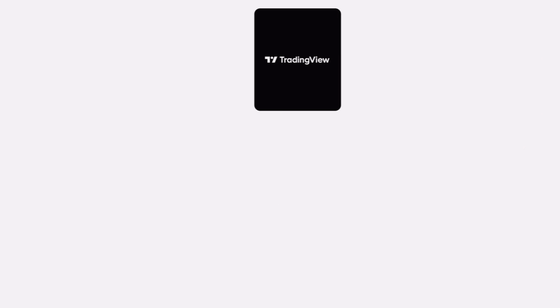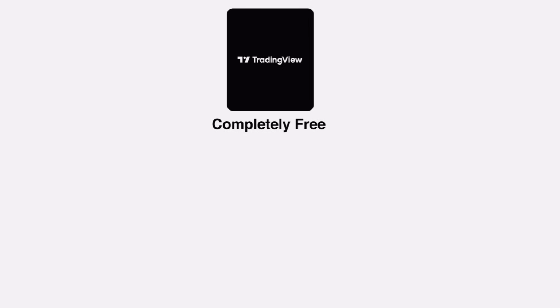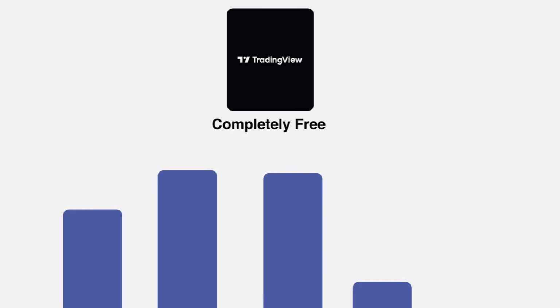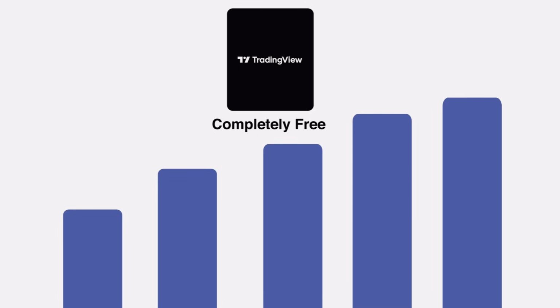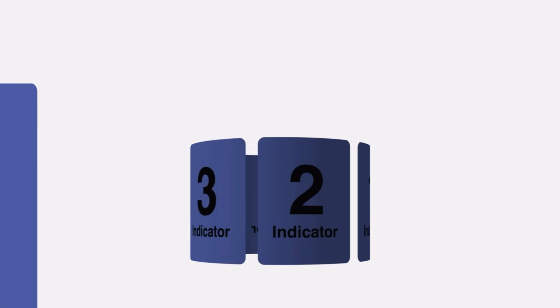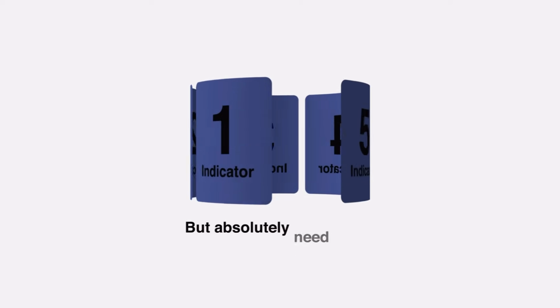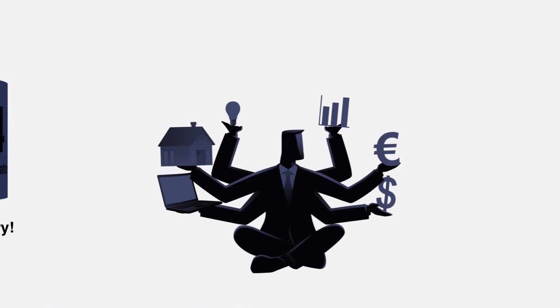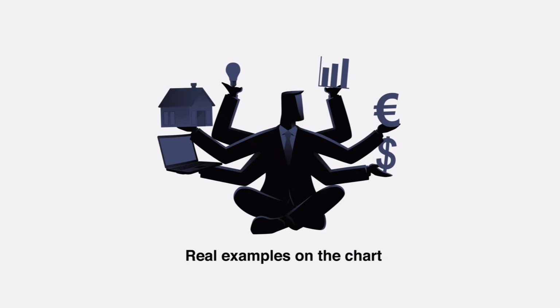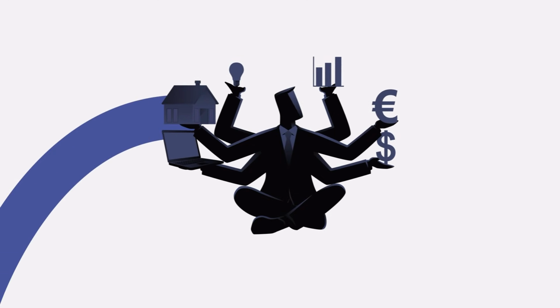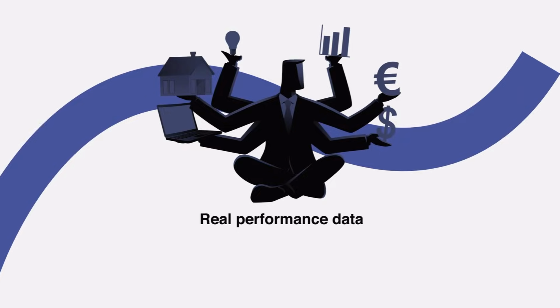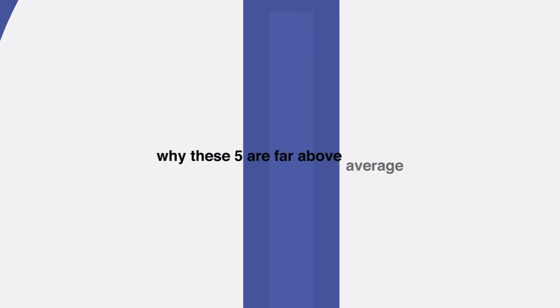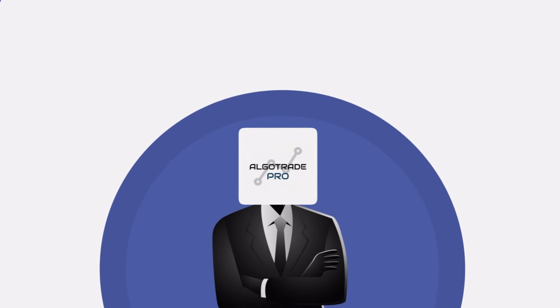However, there are indicators on TradingView completely free that outperform most of these classic tools. And today I'm going to show you 5 you are probably not using, but absolutely need to try. I will break down how each one works, show you real examples on the chart, and at the end I will prove with real performance data why these 5 are far above average. I'm ATP and let's get started.